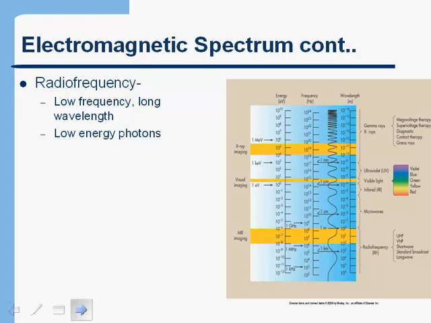Okay, so just talking a little bit more about the electromagnetic spectrum. Radio frequencies, as I've mentioned, are down here in the spectrum. So low frequency, and remember, when the frequency is low, the wavelength is long. Also, as we said, when the frequency is low, the energy of each photon is low. So if I want a high energy radio signal, it has to be made up of many, many, many photons.